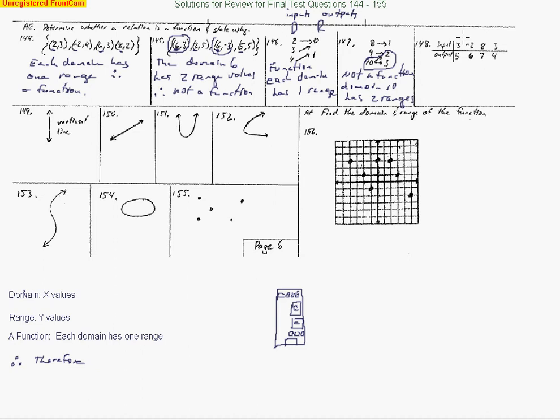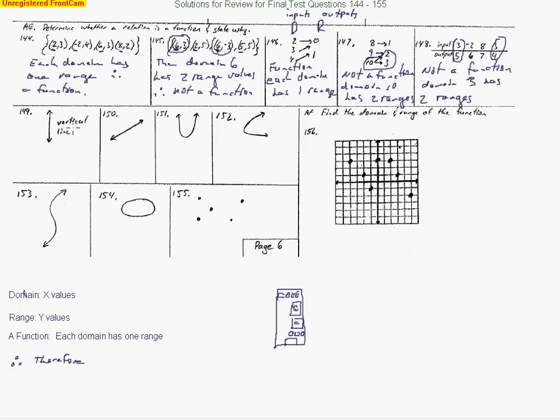This one here, we've got some inputs, and look for the inputs being different. 3, -2, 8, 3. These are right here. 3, 5, and 3, 4. It's pushing the button 3, you get 2 different answers. Push the button 3, I get 5. Push the button 3, I get 4. So not a function. And the reason it's not a function is because the domain 3 has 2 ranges.